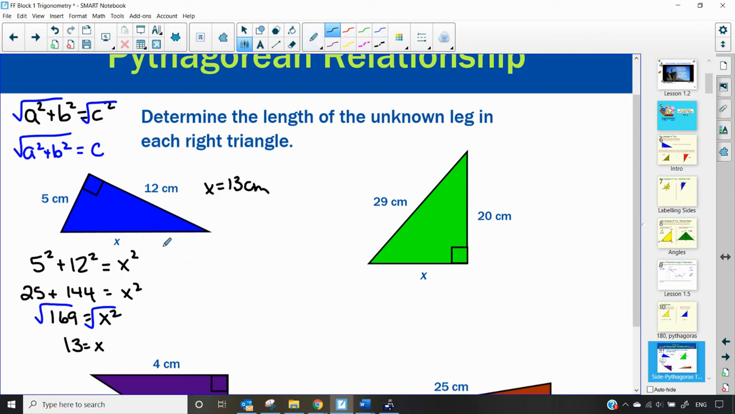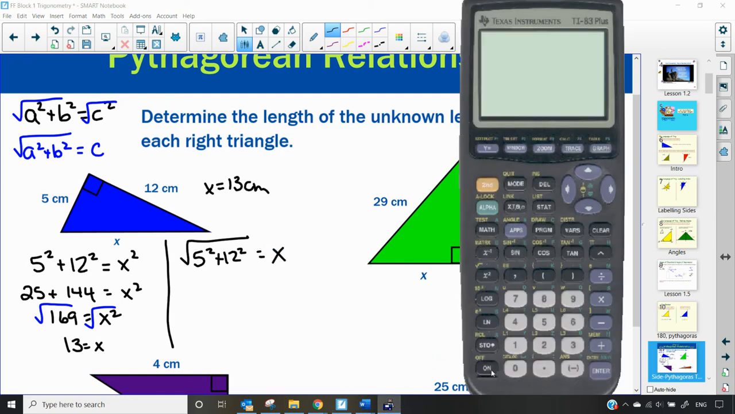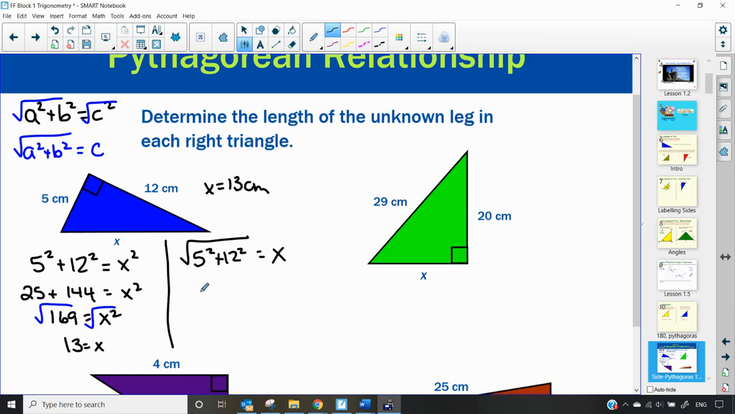So if I wanted to write that out using this method here, I have two short sides, so that means I'm adding. So the square root of 5 squared plus 12 squared equals x. Now, once I've done it like this, I can actually go straight to my calculator and type in my information. So square root 5 squared plus 12 squared, enter, gives me 13. So once I have it written out, I can answer it. I can do it in my calculator in one step. So x equals 13 centimeters.